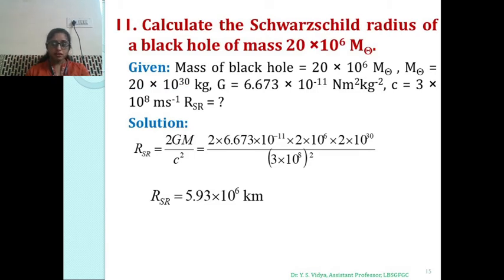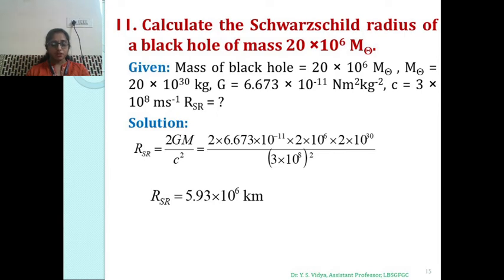Calculate the Schwarzschild radius of a black hole of mass 20 × 10^6 times the mass of the Sun. Here the mass of the black hole is equal to 20 × 10^6 times that of the mass of the Sun. The mass of the Sun is given as 20 × 10^30 kg, and we know G is equal to 6.673 × 10^-11, and c is the velocity of light, which is given by 3 × 10^8 meters per second.